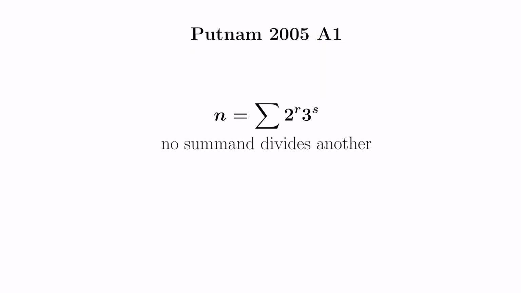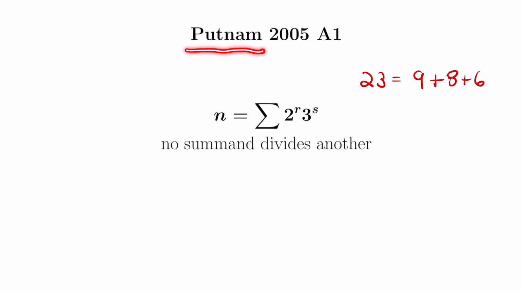And the problem asks to prove that any positive integer n can be written as a sum of the form 2 to the r, 3 to the s, so a sum of numbers that are themselves a power of 2 times a power of 3, but with the added condition that no summand divides another. So as an example, if we took the number 23, one way that we could do this is write it as 9 plus 8 plus 6, and we notice that each of these numbers here are of the form that we're asked, and no summand divides another.